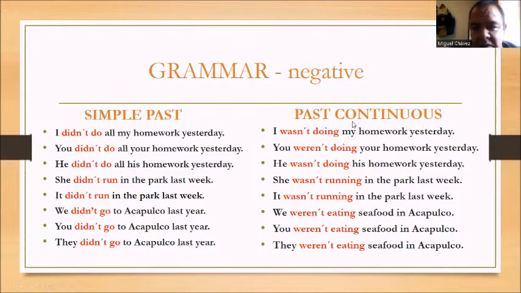In the past continuous, we only add the particle not to the verb to be in past. And in that way, we get the contraction wasn't or weren't.